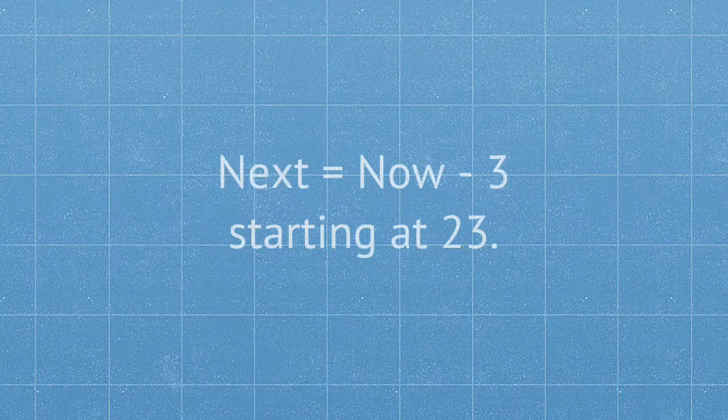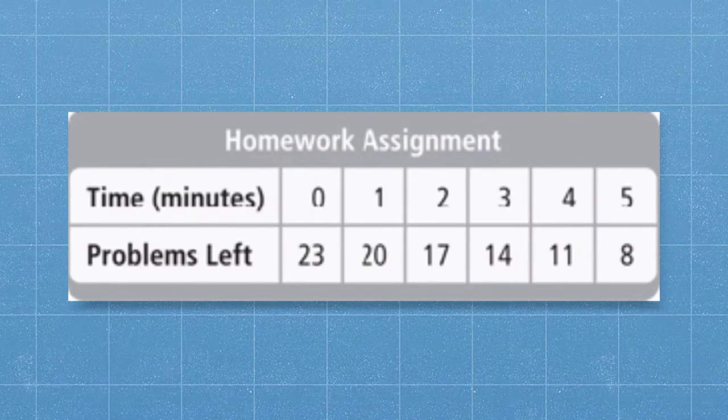Now pause the video and see if you can complete a table ranging from 0 to 5 for this situation. This is the correct table to display the now-next equation. At 0 minutes, you would have 23 problems left. At 1 minute, you would have 20 problems left. At 2 minutes, you would have 17 problems left. At 3 minutes, 14 problems left. 4 minutes, 11 problems left. And at 5 minutes, you would have a total of 8 problems left.